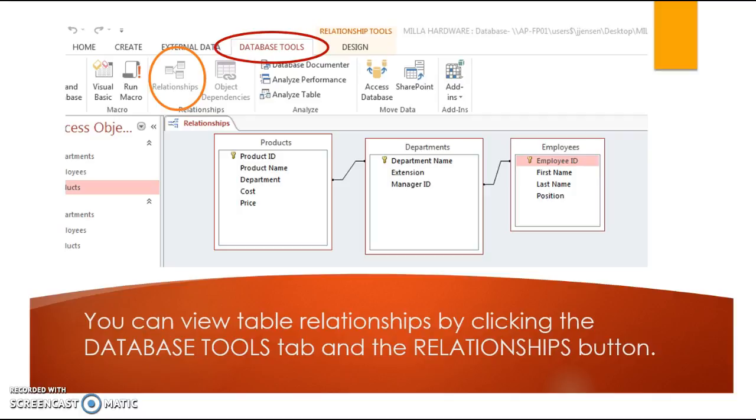Now, you can view the relationships by clicking on the Database Tools tab and then clicking the Relationships button on the ribbon. We've done that enough that I think everyone is comfortable with that. If for some reason we don't see all of the tables that we know actually exist, we can right-click in the big gray window area and ask it to show us all the tables.